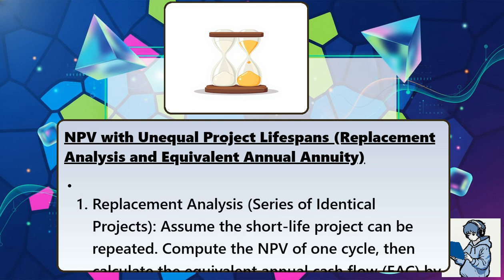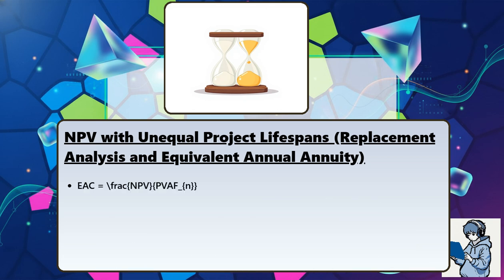Replacement analysis: series of identical projects. Assume the short life project can be repeated. Compute the net present value of one cycle, then calculate the equivalent annual cash flow, EAC, by dividing the net present value by the present value annuity factor for the project's life. EAC equals net present value divided by present value annuity factor sub n.